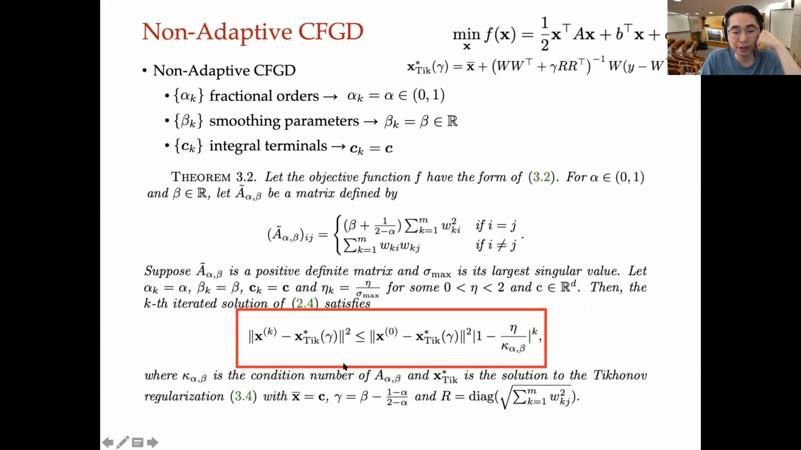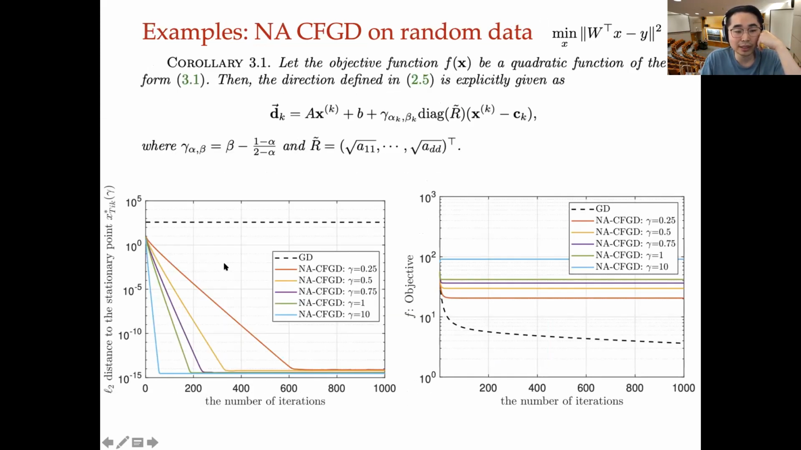Basically, I'm showing the result of this red box. You can see that depending on the gammas, we see exponential convergence to their stationary points. But this does not mean that we are minimizing our loss function, the objective function. Here I show the objective function values versus the number of iterations. You can see that although all these methods have already achieved their stationary points, they are not minimizing the objective function.